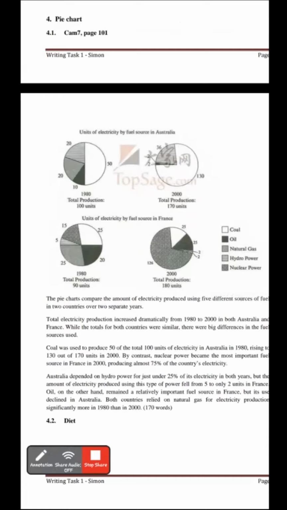watermark.sage.com is a Chinese site. Okay, you can also feel free to visit Chinese site. You can get lots of resources over there.